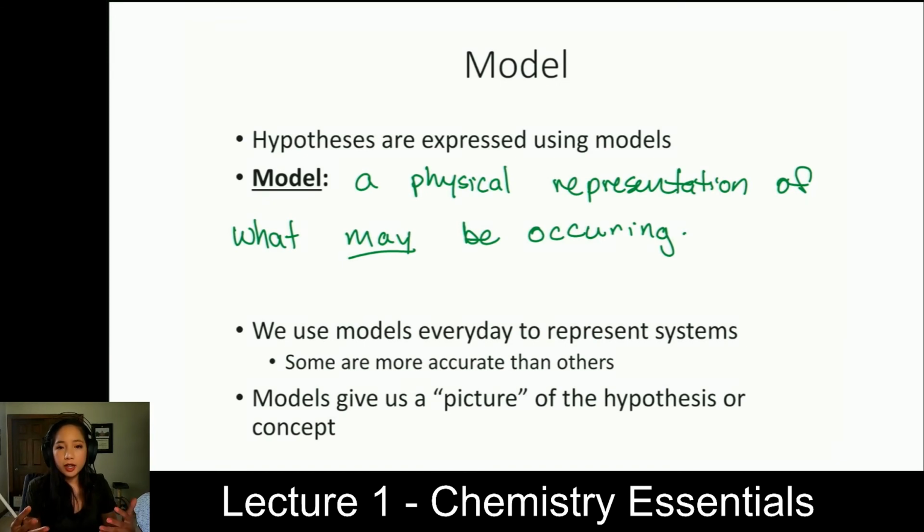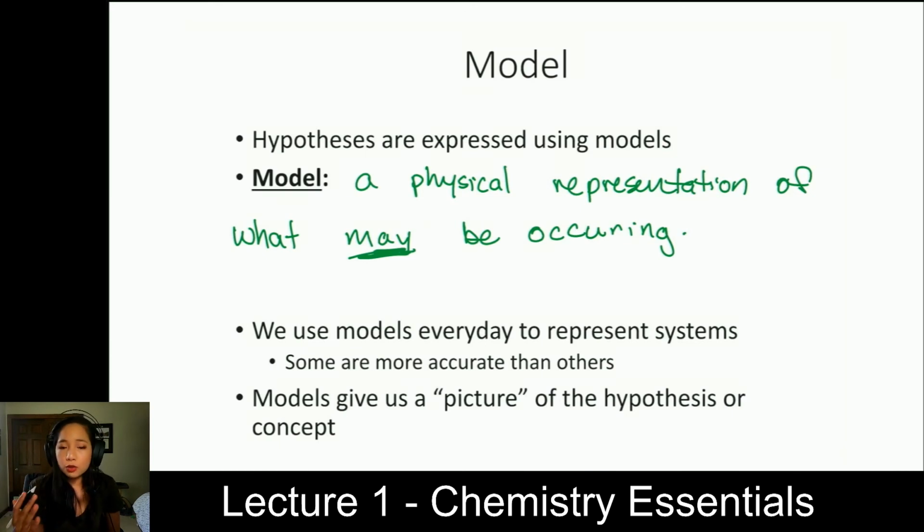As we do experiments, we might do experiments that confirm the validity of our hypotheses, and our model might be correct, but all it takes is one experiment to prove our hypothesis wrong. So I emphasize models may represent what is occurring because it can always change. Models can always change, and we'll learn about that in chemistry, that a lot of chemical models change as more information is observed about the world around us.